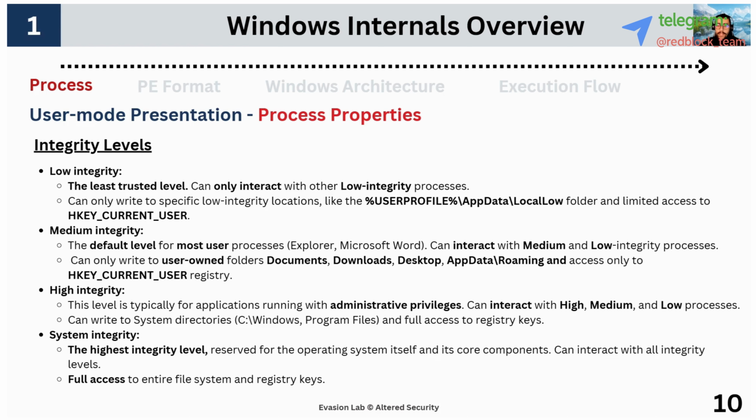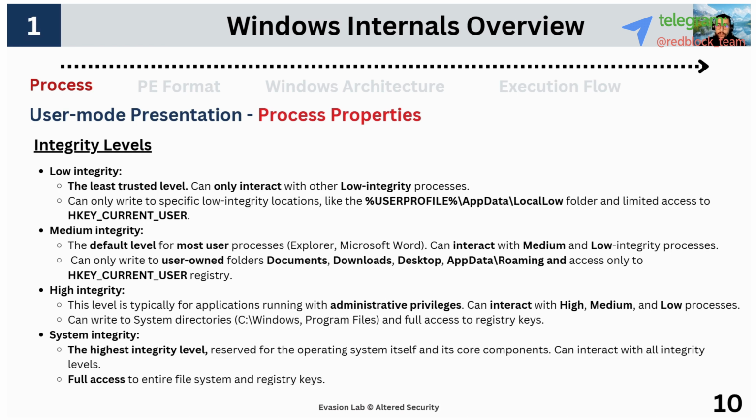The next integrity level is the high integrity. It's for applications with administrative privileges, such as system management tools. It can interact with high, medium, and low integrity processes, giving it broad control over the system. It can write to protected directories like C:\Windows and Program Files and has full access to the registry. However, it requires user approval via UAC to launch, preventing unauthorized elevation of privileges.